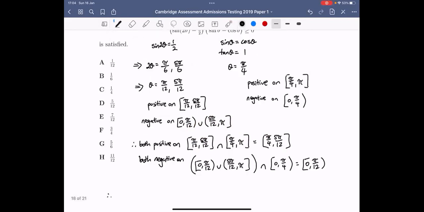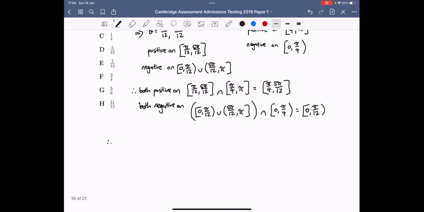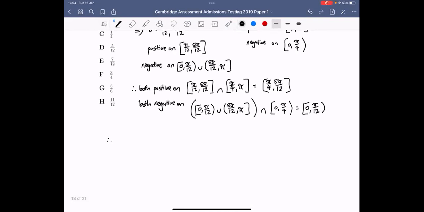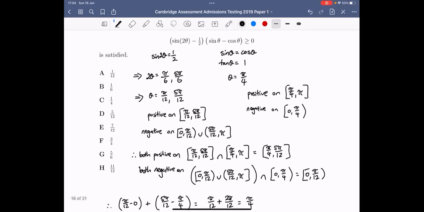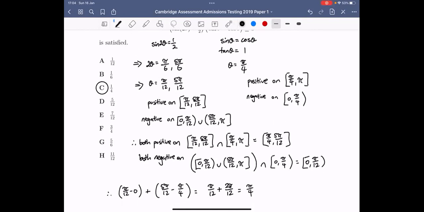So once the fraction of the interval, I'm guessing you just take the difference. So you just do pi over 12 minus 0, and 5 pi over 12 minus pi on 4, which is 2 pi on 12. So pi on 12 plus 2 pi on 12 is pi on 4. And the fraction of that is a quarter. So C.